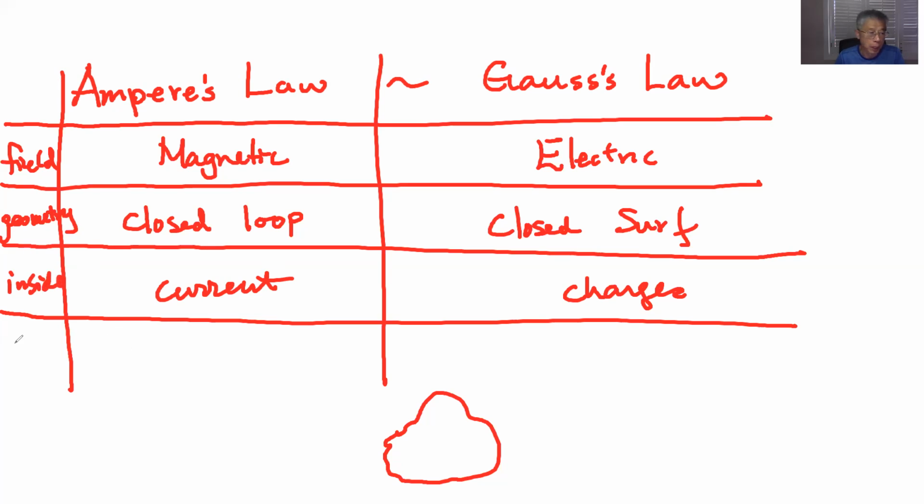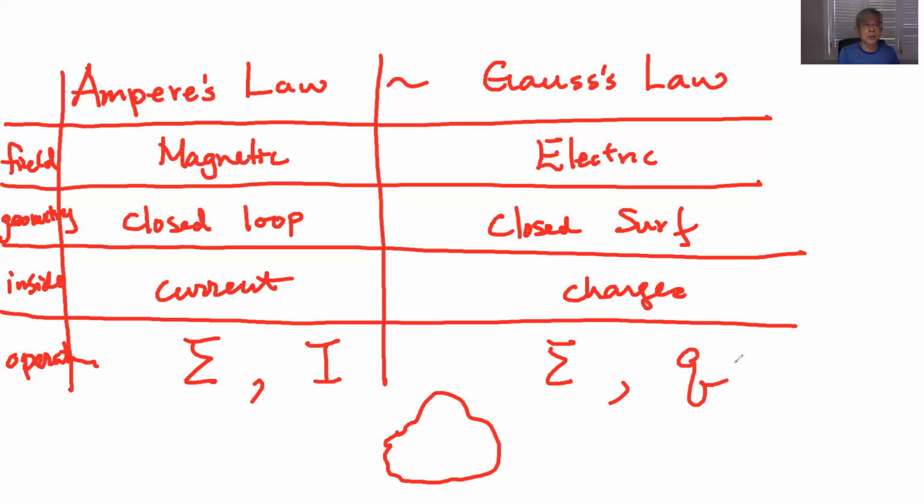And they both require summation, okay? They both require summation. And they're both talking about what's inside the loop and what's inside the surface. So inside the loop here is the current, and what's inside the surface here is the charge. All right, so with that, we're going to get started with Ampere's law.